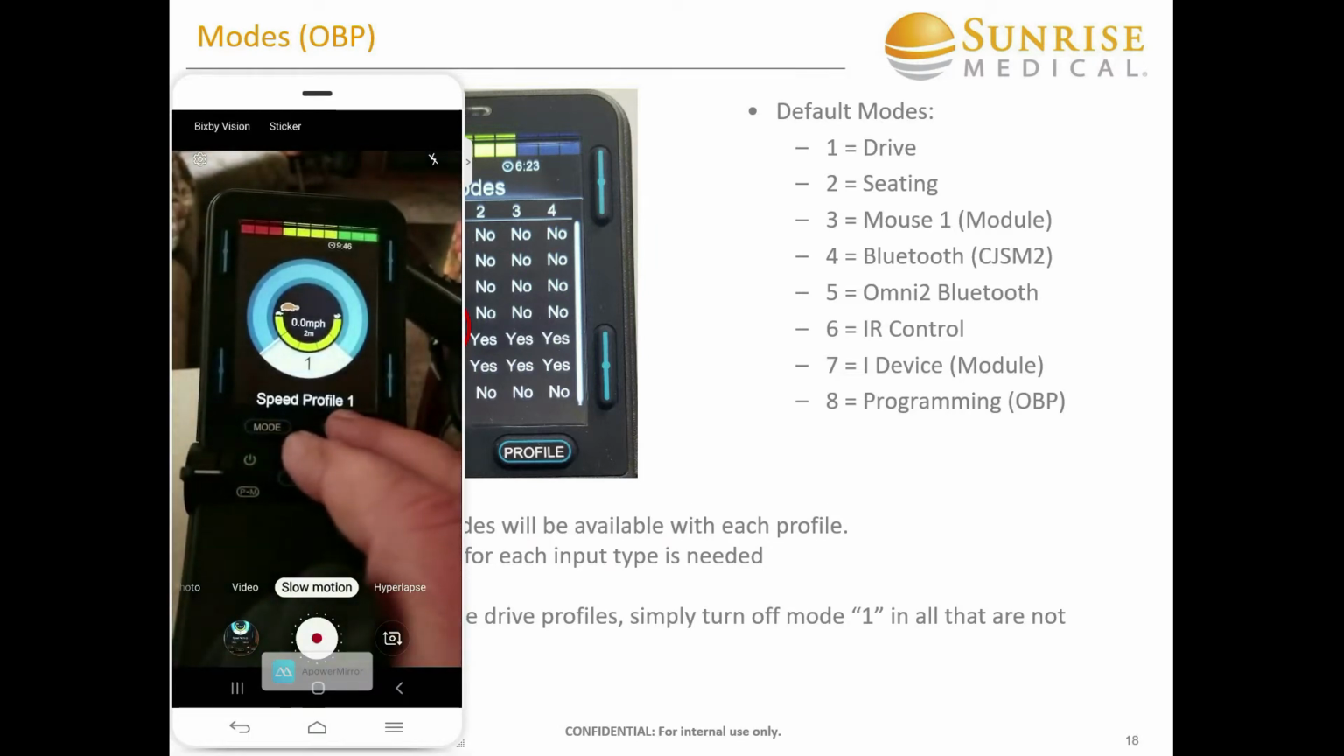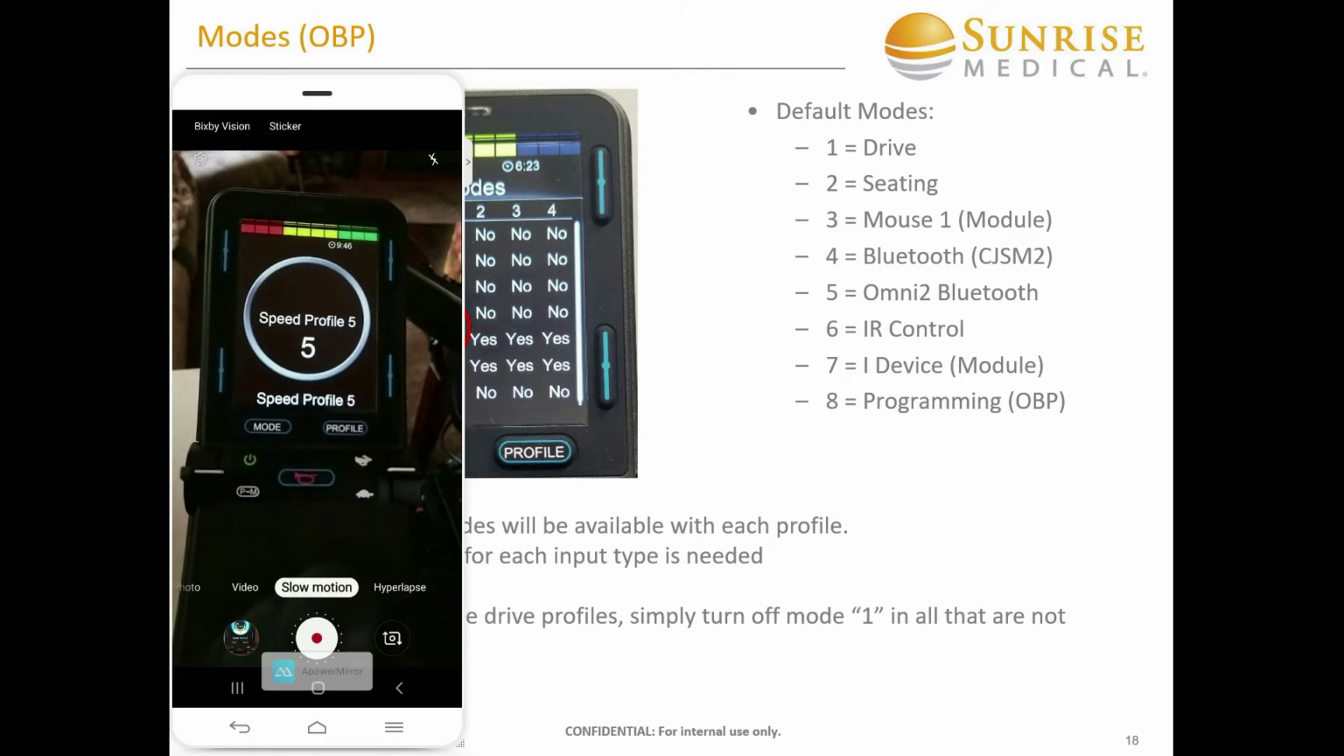Now I have profile 1 and I have profile 5. I only have two profiles, and I've minimized the chair's complexity by only providing it with two profiles.